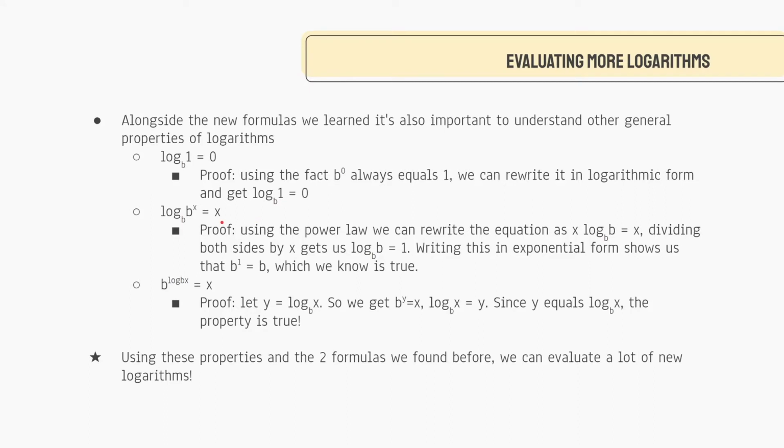The second one is a little bit more tricky, but not quite. So using the power law, we could put the x over here, right? And so we get x times log of b to the base b equals x. When we divide both sides by x, we're just left with this information here. Again, writing this in exponential form tells us that b to the power of 1 equals b, which is always true. So it's just like proving a trigonometric identity. We know that for all values of b, the statement will hold true. Therefore, this statement over here will hold true for any value of b.